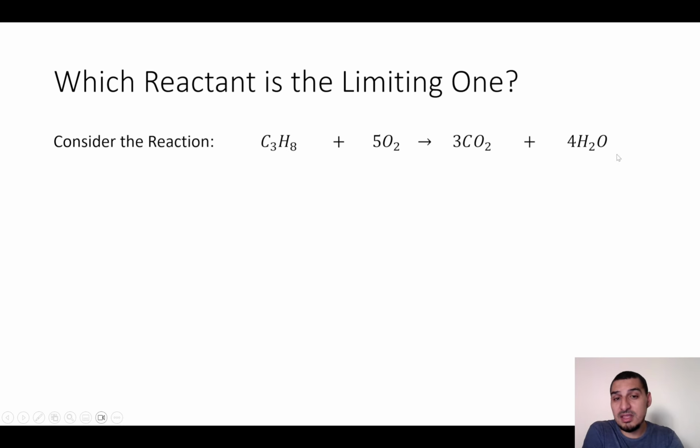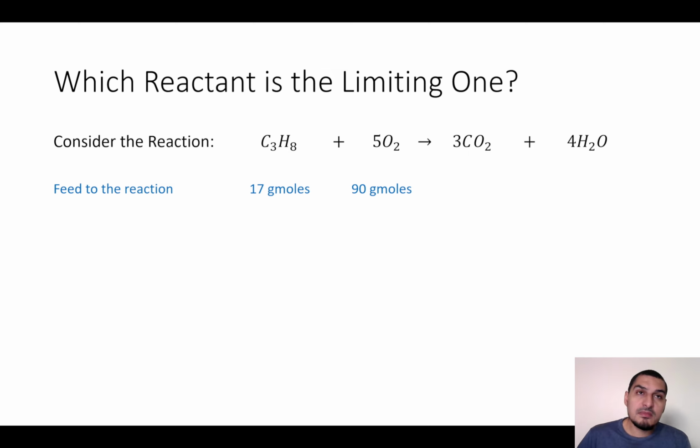So it says that 1 mole of propane reacts with 5 moles of oxygen. So let's say we feed to the reaction 17 gram moles of propane and 90 gram moles of oxygen, and we need to know which one of them is the limiting reactant.